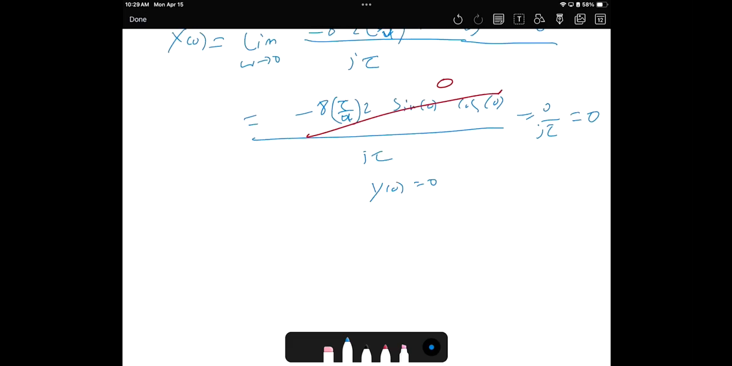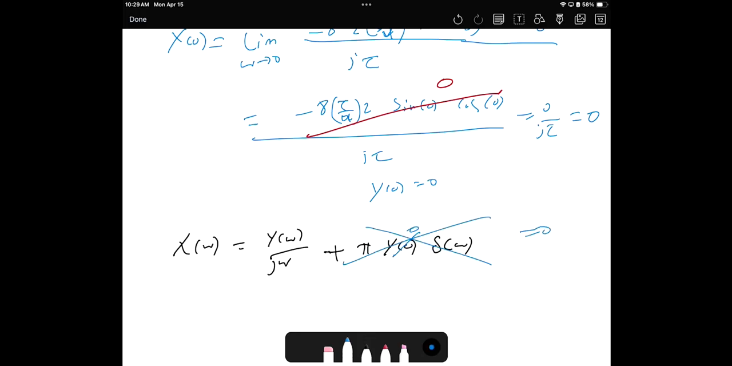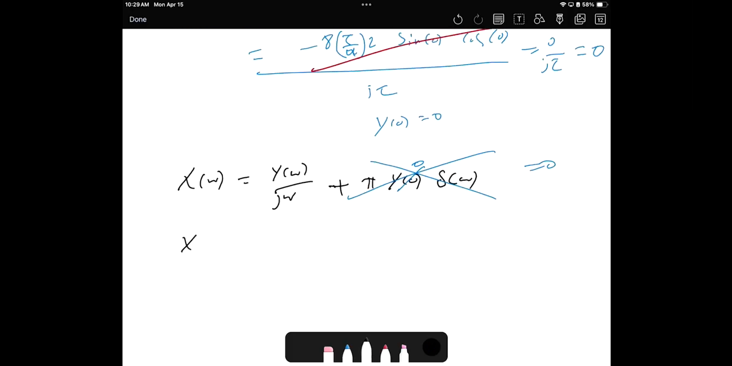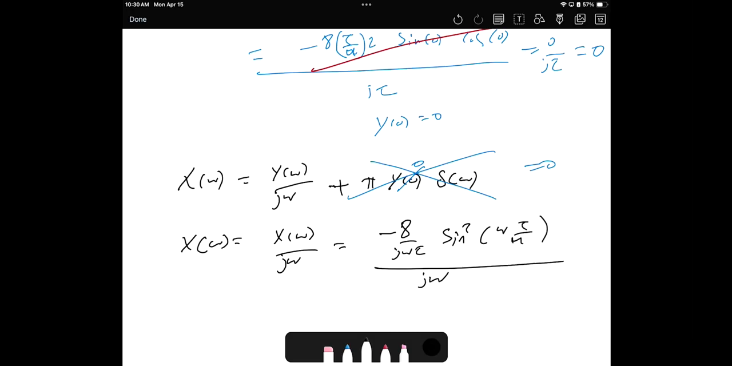Then, let's go back to substituting x of omega. X of omega equals y of omega divided by j omega plus pi y of 0 delta of omega. And y of 0 is 0, so this term can be equal to 0. Then the remaining thing is x of omega equals y of omega over j omega. Then substitute them. It's going to be negative 8 over j omega tau sine square of omega tau over 4, all of it divided by j omega.